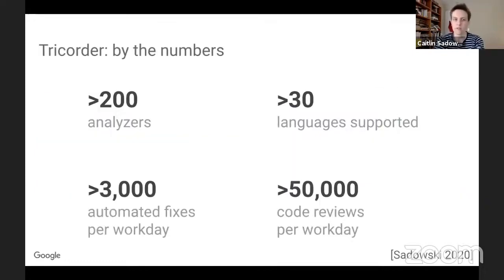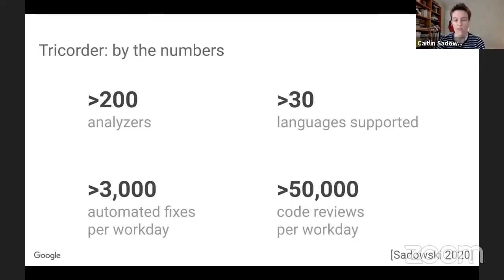By the numbers, there are currently more than 200 analyzers plugged into Tricorder. At least 7 of those analyzers are themselves plugin systems where many other analyzers plug in. There are more than 30 languages that Tricorder analyzes, and Tricorder supports analyzers written in 5 languages natively, and others if you call out to a sub-process, for example.